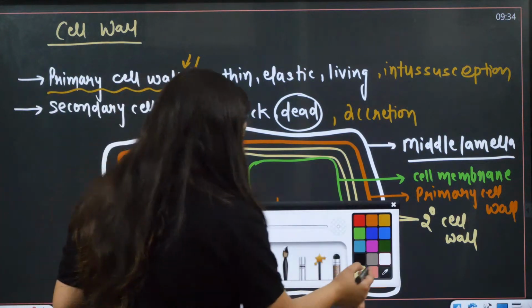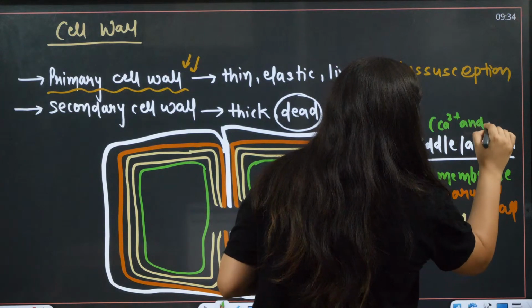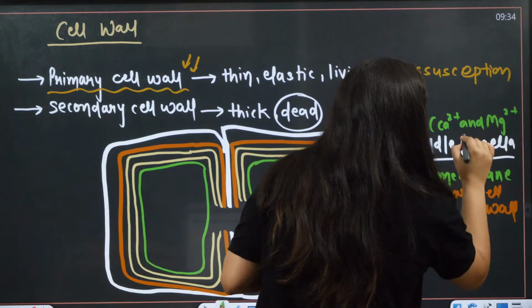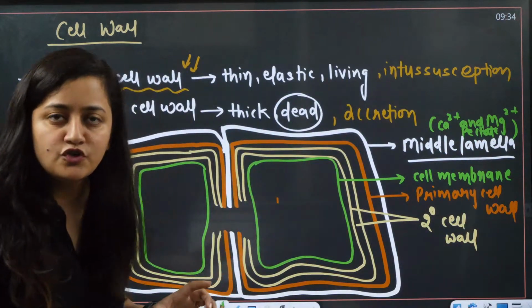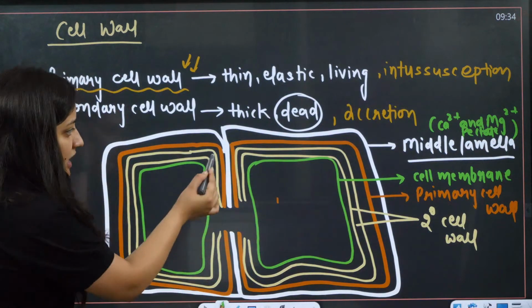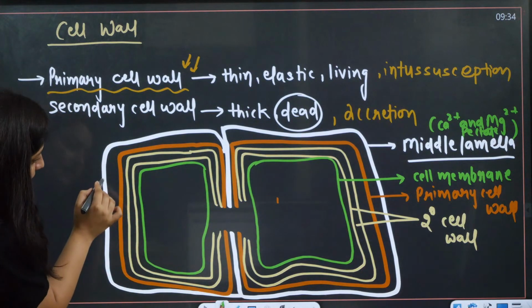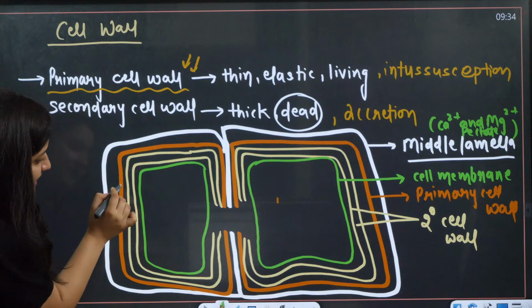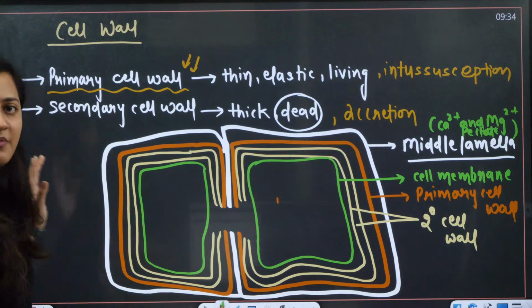Now, it is something very important. This middle lamella is made up of calcium and magnesium pectate. It has calcium pectate or magnesium pectate. Its composition is important, and it is a cementing layer. Now just look at the sequence of the layers: outermost is the middle lamella, then comes the primary cell wall, then the secondary, and finally the plasma membrane.